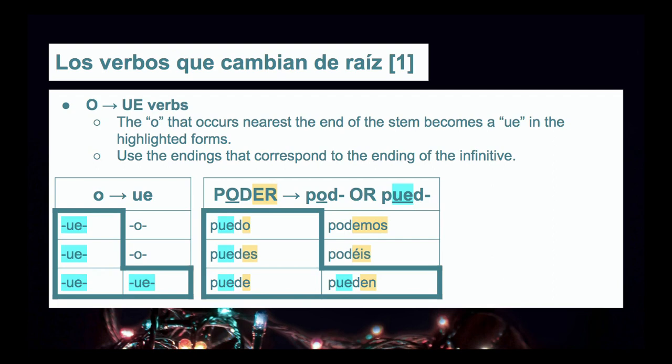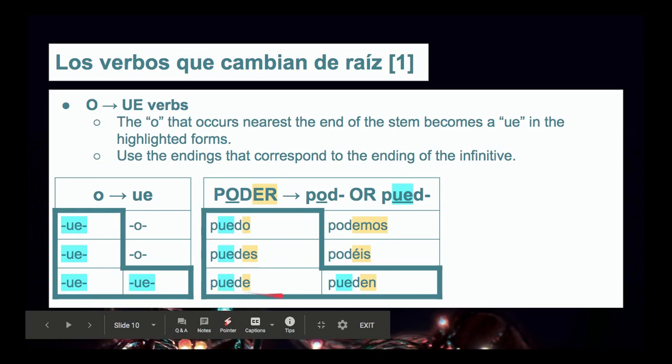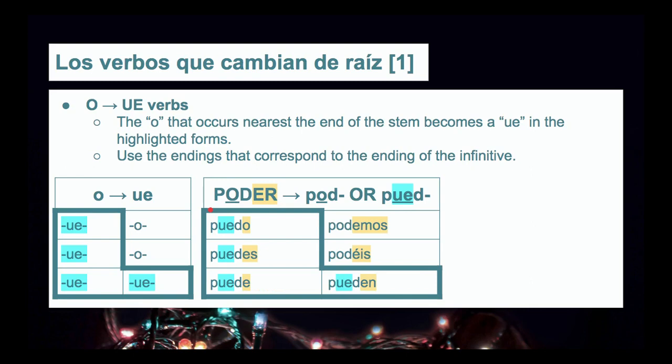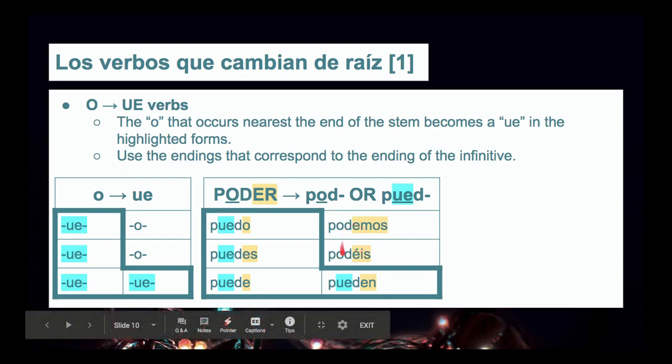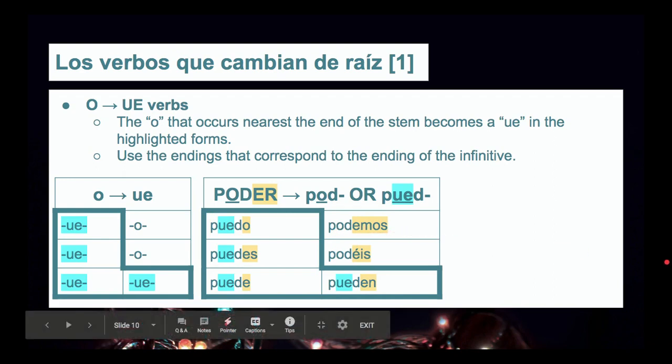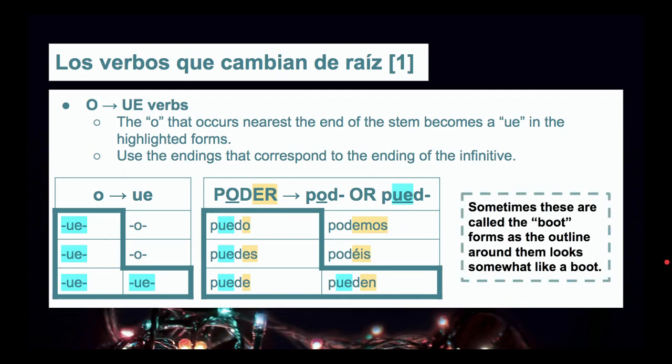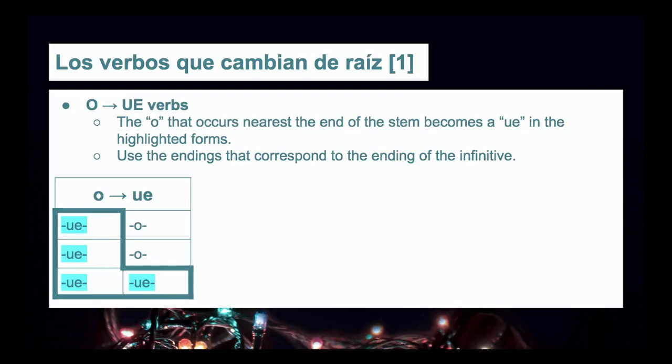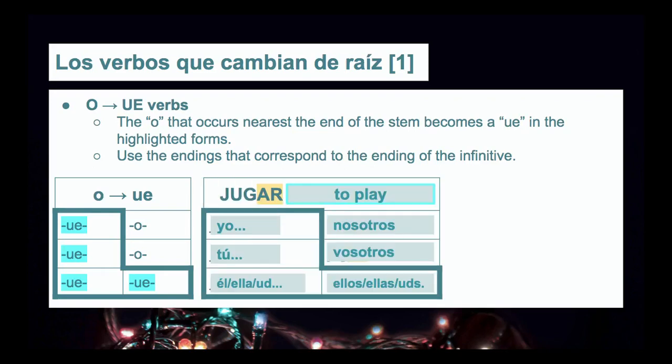On this slide, I've outlined the forms that have a stem change so they're more visible. Sometimes these are called the boot forms, as the outline resembles a boot. Any form inside the boot has a stem change, and any form outside the boot, namely nosotros and vosotros, does not have a stem change. Here's another example of a verb that has an O to UE stem change. Okay, technically this is a U to UE change, but it works the same way.